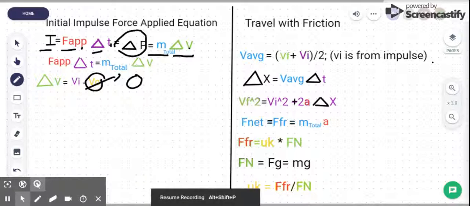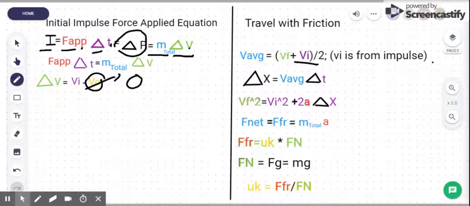Using the impulse velocity as the initial velocity, we can solve for the average velocity since the final velocity is 0. Knowing the average velocity and the time in seconds, we can solve for the distance the skater has traveled. Using this kinematic equation that involves displacement of an object, we can solve for the acceleration. The acceleration should be negative because the skater is decelerating.